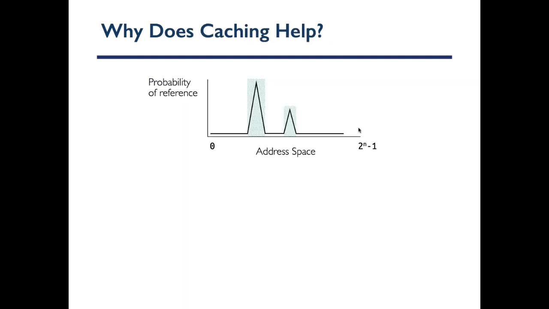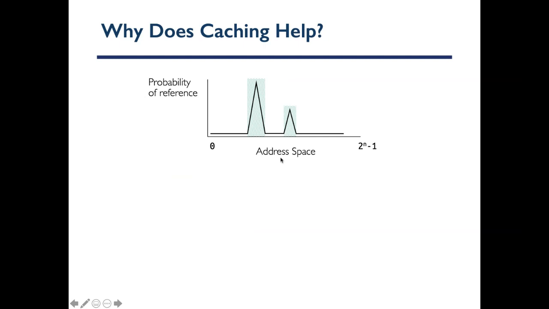Now, why does caching help? Usually, if you look at the probability, in this figure on the x-axis I have the address space from 0 to 2^n-1. Let's say if you have n bits to address, then you have 2^n entities to address. And on the y-axis, I have the probability of each reference. What's the frequency of a particular entity being accessed? If you profile your application and draw this diagram, you usually get something along these lines.